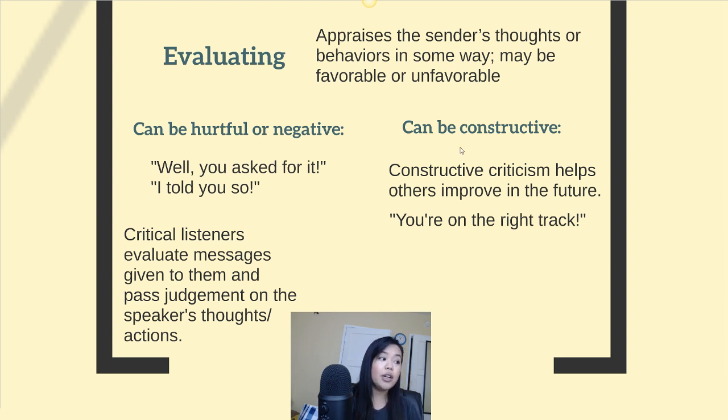Critical listeners evaluate messages given to them, and then they comment on the speaker's thoughts and actions. Very important, not on the speaker themselves.